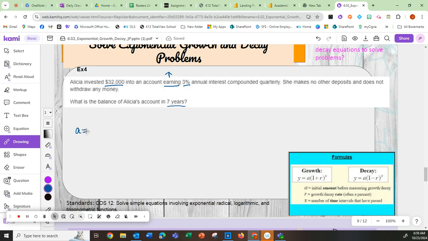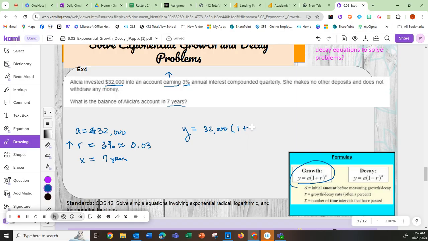So her initial amount in her account is $32,000. Her account is making money, so that's an increase at a rate of 3%. Don't forget to change 3% to a decimal. And she's going to leave the money in the account for 7 years. So X is your time. So again, this is growing, so we'll use this formula. Y equals initial amount, 32,000, 1 plus your rate as a decimal to the 7.